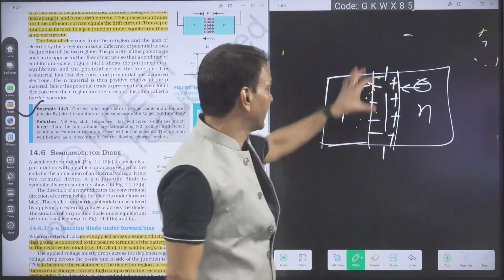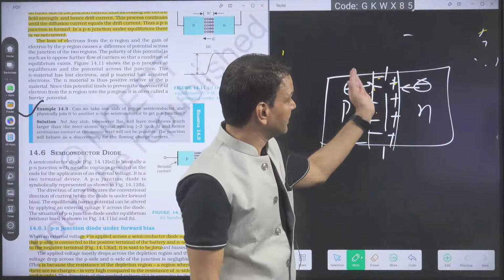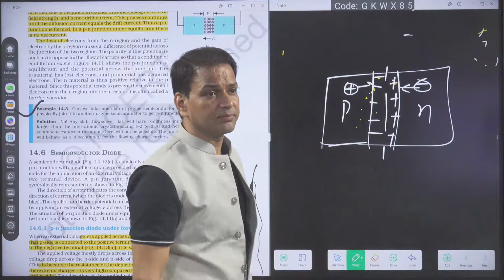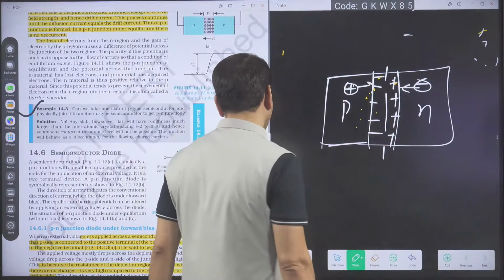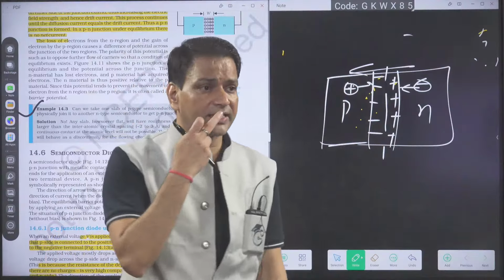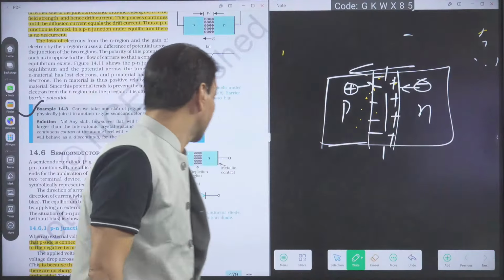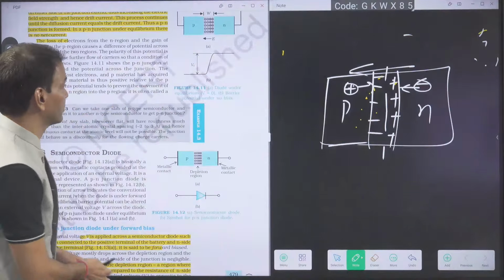What is this layer of immobile ions called? Depletion layer. Now you can see we get positive charge on the N side and negative charge on the P side, so an internal field also develops. The direction of the internal field is from N to P. Which side has higher potential? The N side has higher potential and the P side has lower potential. That is what is shown here.